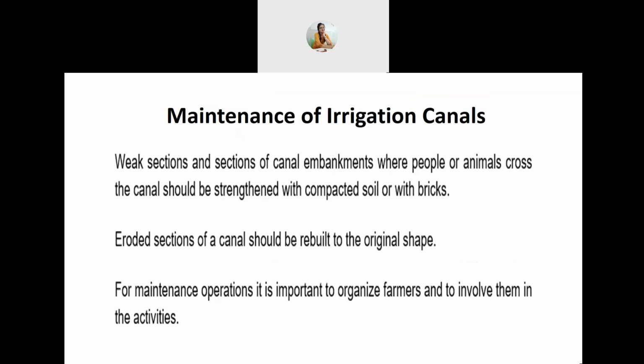Weak sections and sections of canal embankments where people or animals cross the canal should be strengthened with compacted soil or with bricks. Eroded sections of a canal should be rebuilt to the original shape. For maintenance operations, it is important to organize farmers and to involve them in the activities.